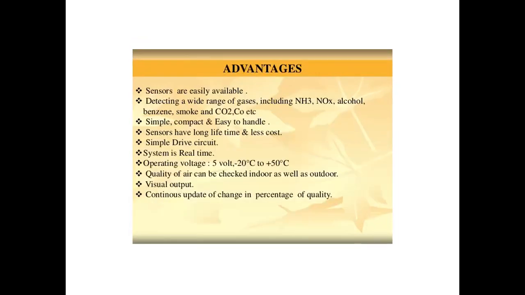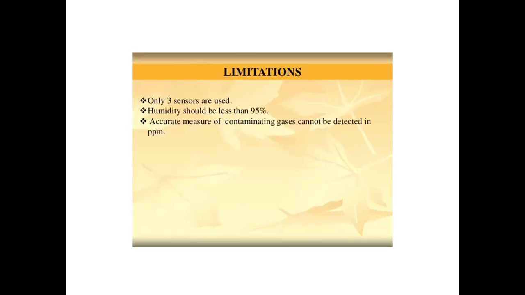What about the advantages? The sensors are easily available, detecting a wide range of gases including NH3, NOx, alcohol, benzene, smoke, carbon dioxide, carbon monoxide, etc. It is simple, compact, and easy to handle. Sensors have long life and low cost. The simple drive circuit system works in real time. We'll have an operating voltage of around 5 volts. The air quality can be checked indoors as well as outdoors. We'll have a visualized output and a continuous update of the change in percentage of quality.